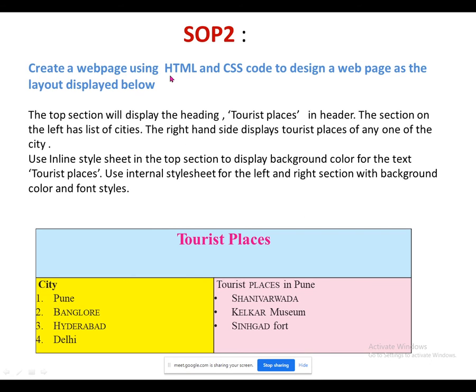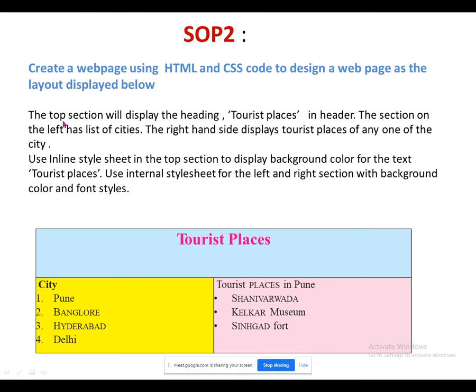So create a web page using HTML and CSS code to design a web page as per the layout displayed. Okay, look at over here. It's a very simple layout. Actually, the contents are very less, but see the layout. So manage such a layout. It's compulsory to use your semantic tags, because the border, left side panel, right side panel, if you want to manage such information, then you have to use your semantic tags here.